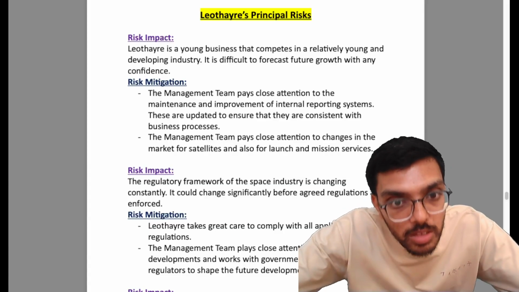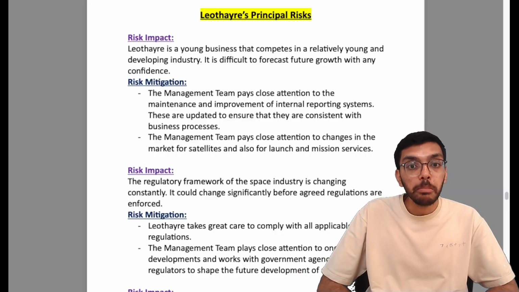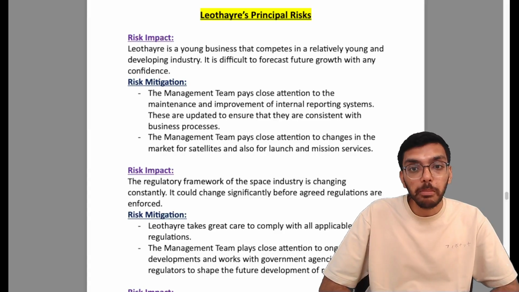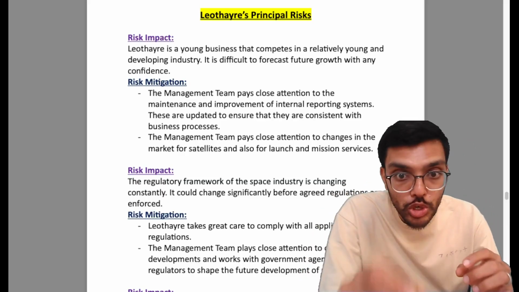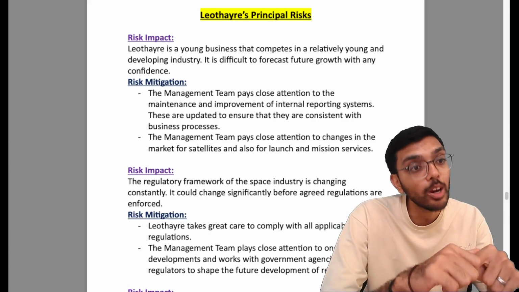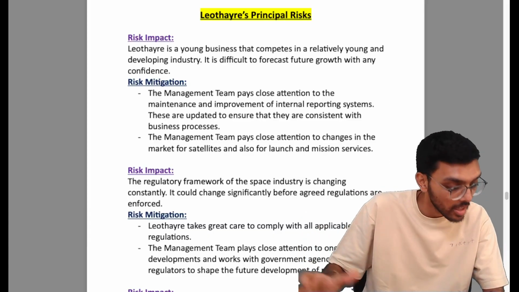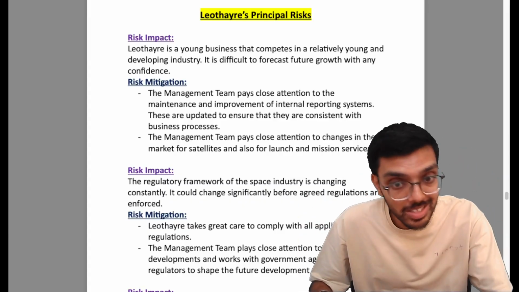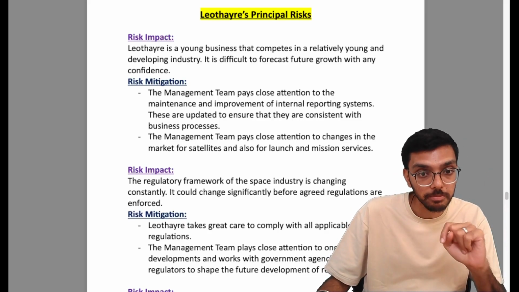So what are we doing for this? The management team pays close attention to the maintenance and improvement of internal reporting systems. The management team also pays close attention to changes in the market for satellites and also for launch and mission services. So they're telling us that we are strong on internal reporting systems, and strong on external market analysis, which means the business could have already done an external market analysis using PESTEL or Porter's Five Forces from the E3 syllabus. This is the first risk they have identified.